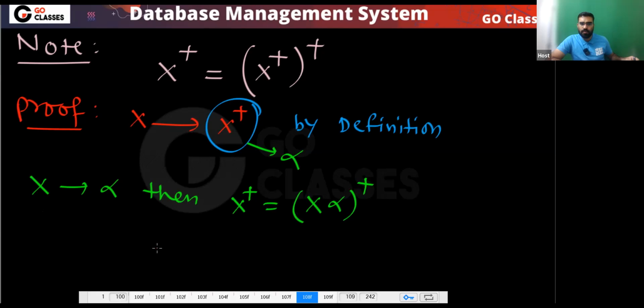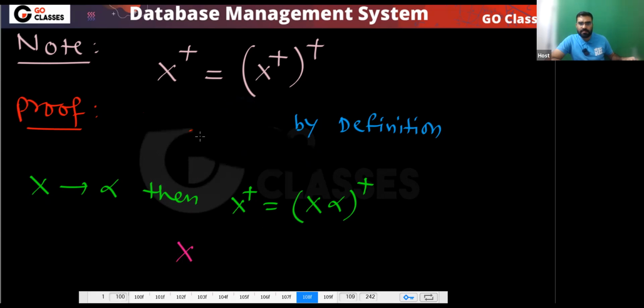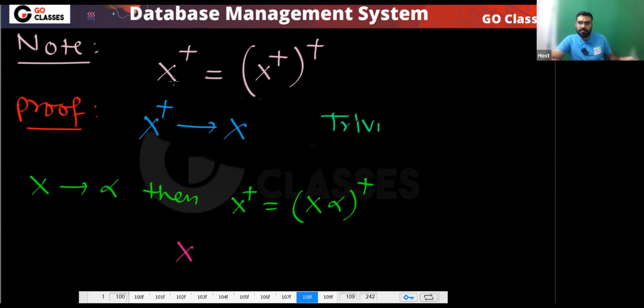Okay, yes or no? So you can notice x can determine x plus. In the other direction also you can think: can I say x plus will determine x? This is trivial, right? This will happen trivially. Okay, that x plus can determine x.